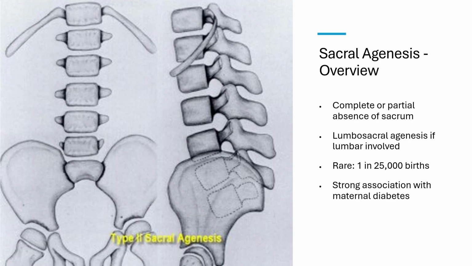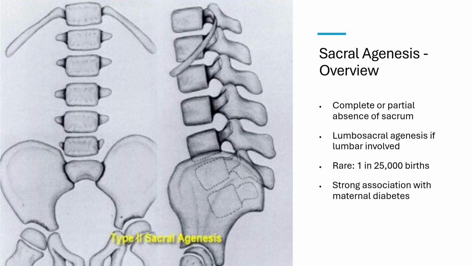The terminology becomes important for understanding the severity spectrum. When we refer to sacral agenesis, we're discussing absence of only the sacral vertebrae. However, when the condition extends upward to involve lumbar vertebrae as well, we call it lumbosacral agenesis, indicating a more extensive developmental failure that creates even more complex clinical challenges. The rarity of this condition, occurring in only 1 in 25,000 births, means that most practitioners will encounter it infrequently.